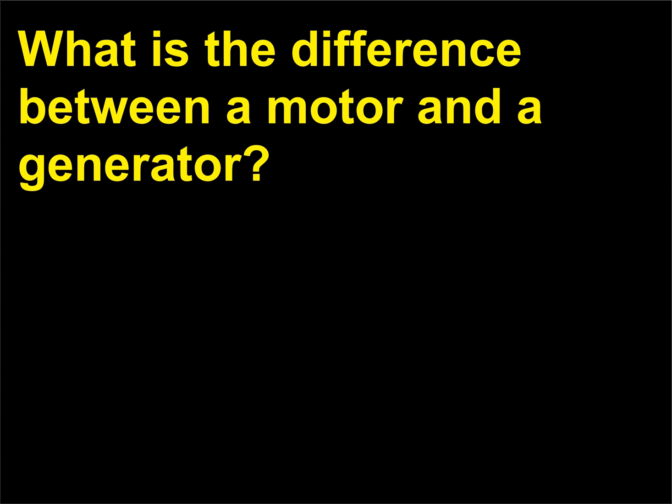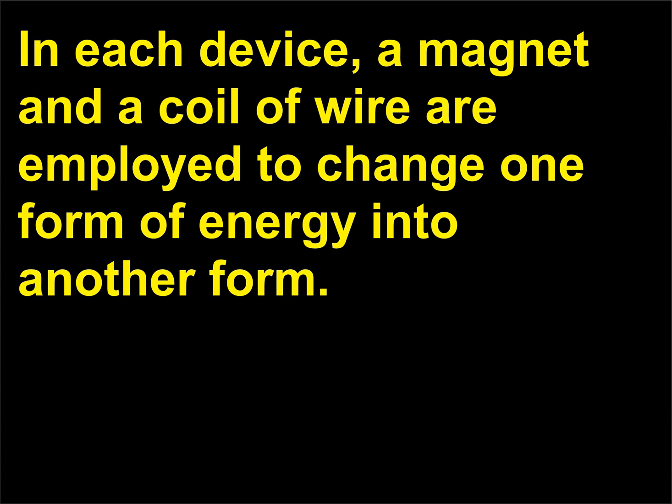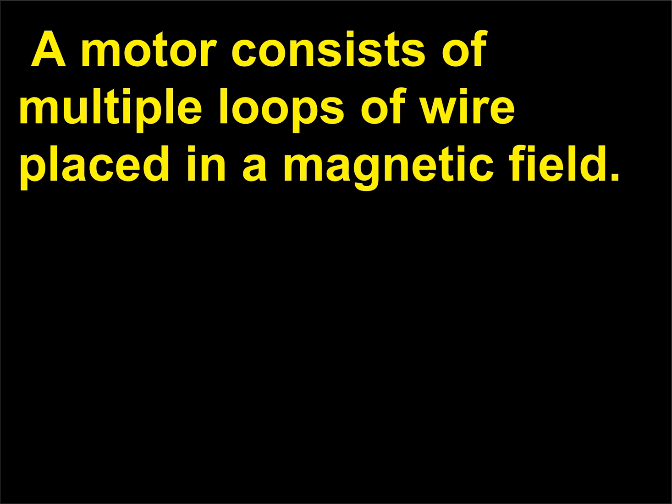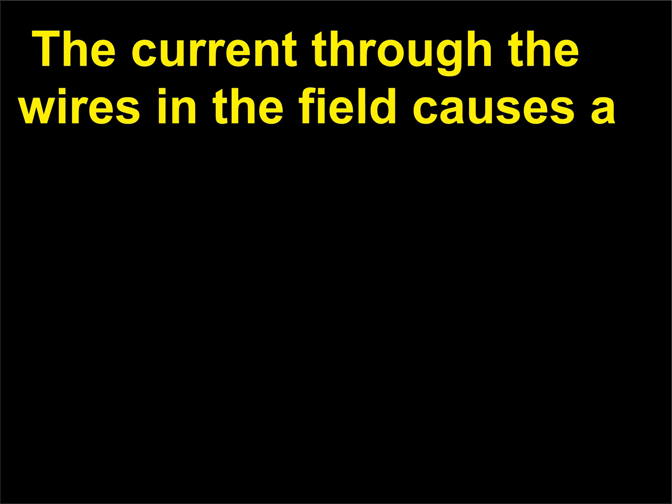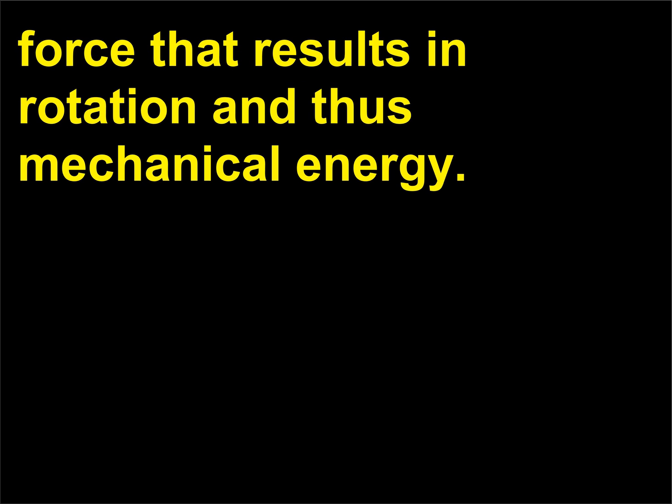What is the difference between a motor and a generator? In each device, a magnet and a coil of wire are employed to change one form of energy into another form. A motor consists of multiple loops of wire placed in a magnetic field. Either the loops or the magnet can rotate. The current through the wires in the field causes a force that results in rotation and thus mechanical energy.